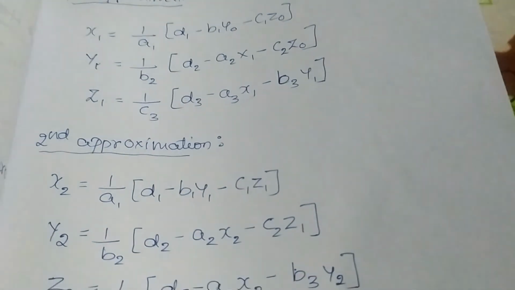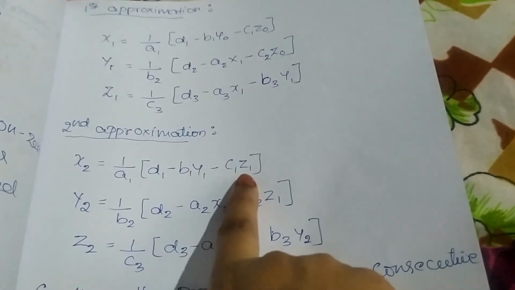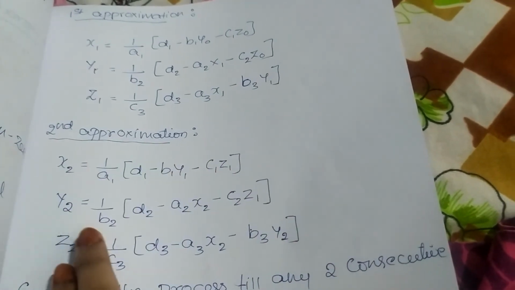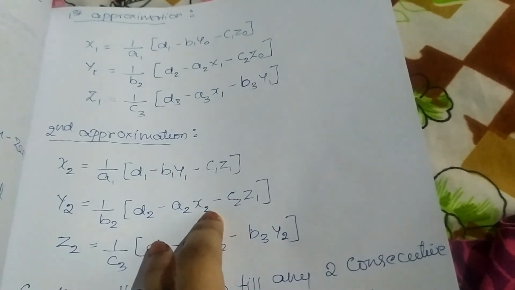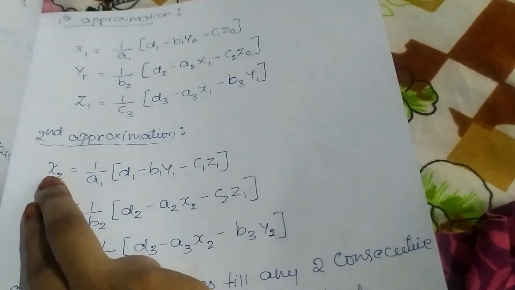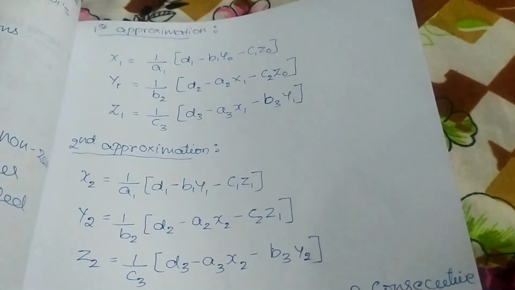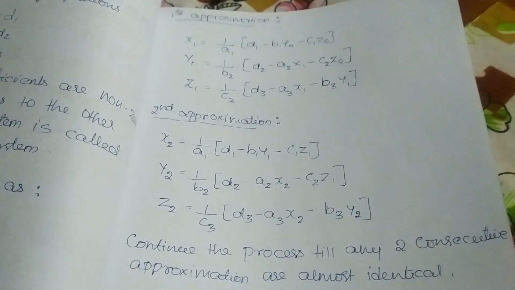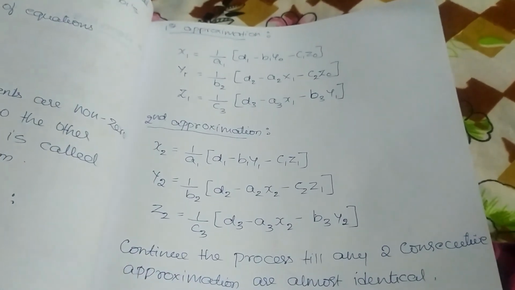Similarly, for the second approximation, x2 equals 1 by a1 into d1 minus b1y1 minus c1z1. Here we are taking the y1 and z1 values. In the next step, y2 equals 1 by b2 into d2 minus a2x2. Here we are taking the x2 value which we have solved. We will show you this in an example so that you can understand it. This is how the process is continued till any two consecutive approximations are almost identical.